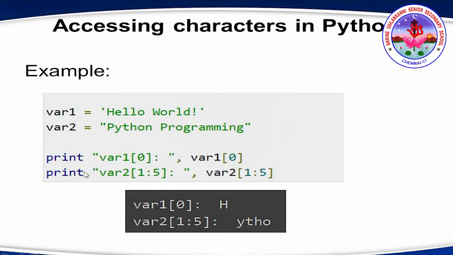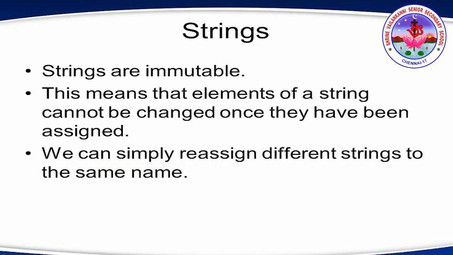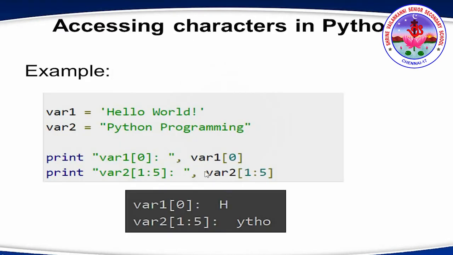The next statement is print var2 of 1 colon 5. It starts from the first index and moves to the 5th index. So here 0, 1, so it starts from Y. Then 1, 2, 3, 4, 5. It goes till 5 minus 1, that is 4. So YTHO is the value which will be printed.